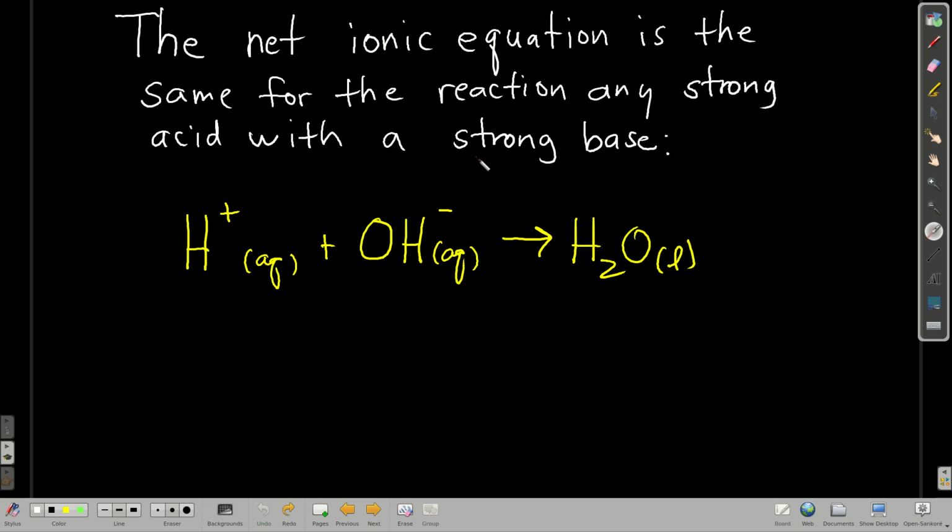Net ionic equation for the reaction of any strong acid with a strong base. A strong base is going to be a metal hydroxide that's soluble based on our solubility rules. So pretty much it's going to be sodium hydroxide, potassium hydroxide, rubidium hydroxide, like those. But anyway, the net ionic equation is always this. That's a real handy thing to know. You don't even have to figure it out. Oh, that's a strong acid and a strong base. Boom, there's the net ionic equation. That's the chemistry. When a strong acid reacts with a strong base, a proton reacts with hydroxide to make water.